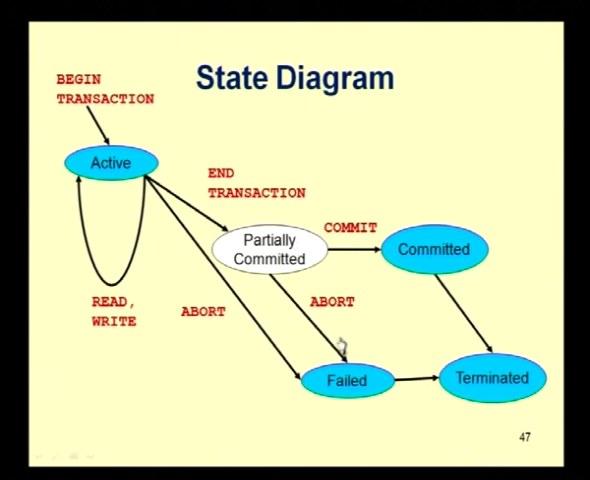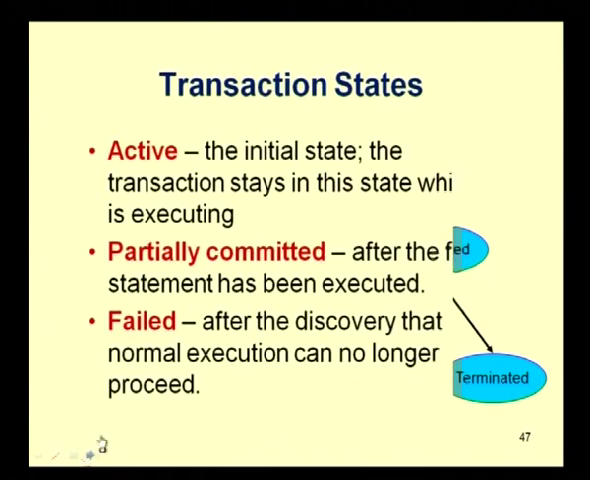From the partially committed state, you have two options: commit and abort. Commit means whatever changes you have done will be permanently stored onto the disk, so it becomes committed. If not, you will abort it for whatever reason, then it becomes failed. Whether it is committed or failed, finally it will go to the terminated state. So, when it comes to the terminated state, the transaction has been completed and committed, or has not been completed and failed, or partially completed but not committed. So, aborted, then also it comes to the terminated state.